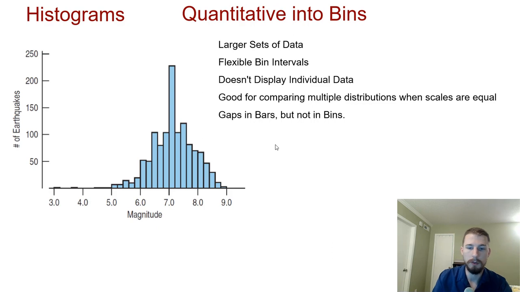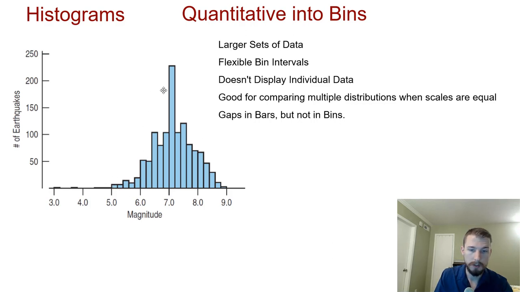Flexible bin intervals, so we could change this. We could spread out these bin intervals, or we can crunch them up together and they kind of end up stacking up. In this case, our bin interval is 0.2. Just imagine what it would look like if the bin interval was 1. So all of this data would be stacked up in one bin.